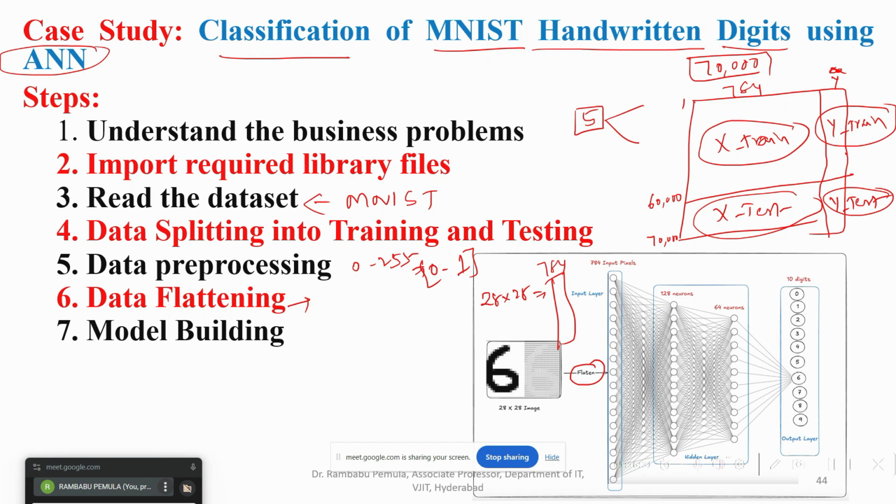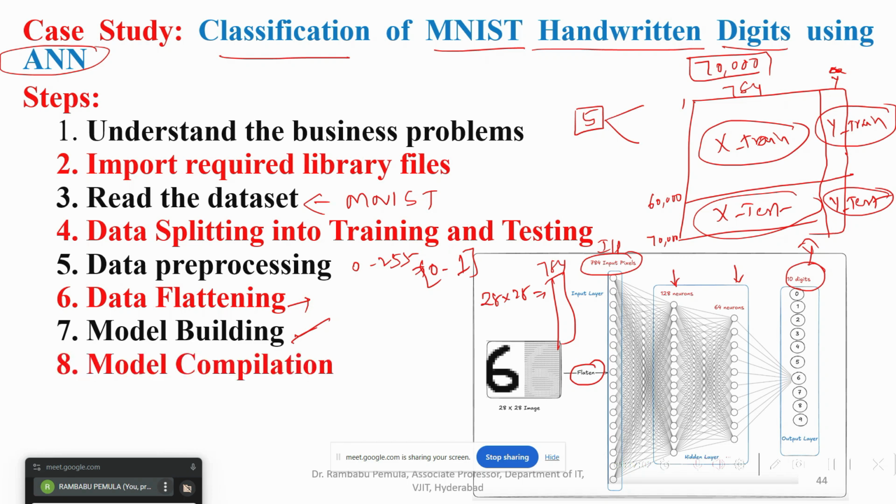Then building the model. Building the model means, based on your input features, we know the corresponding class labels. This is the output value, y cap, and this is your input, the input features. And here we define how many hidden layers there are and how many neurons there are in the corresponding hidden layers. Like that, we define things, which is called model building.